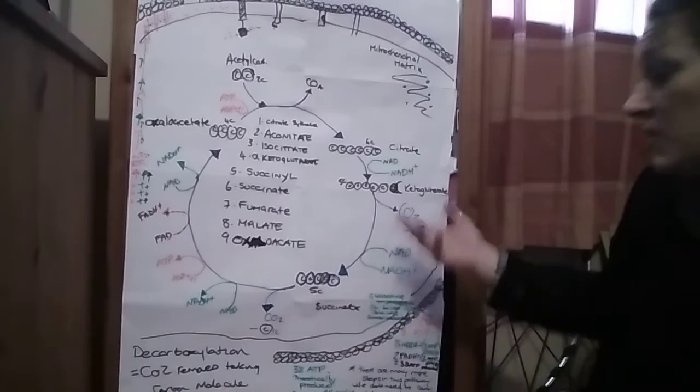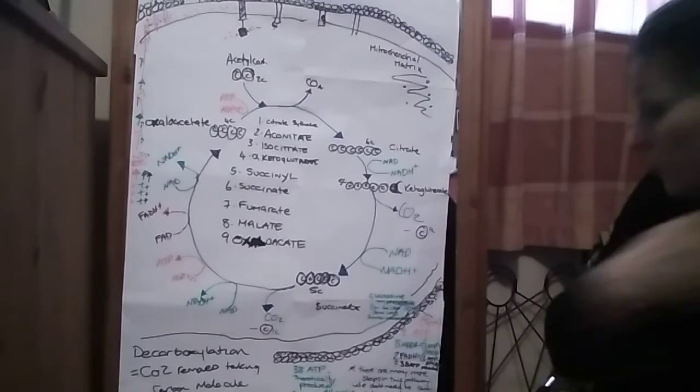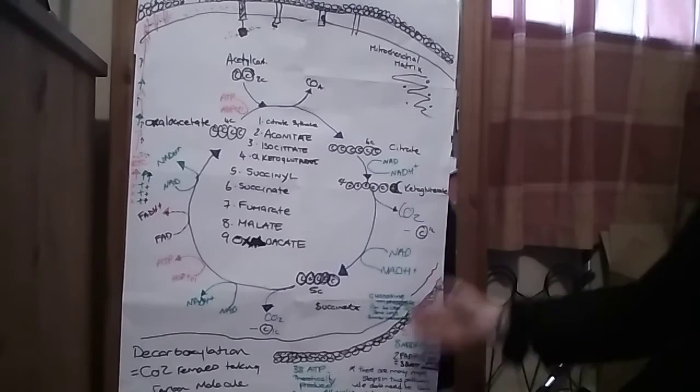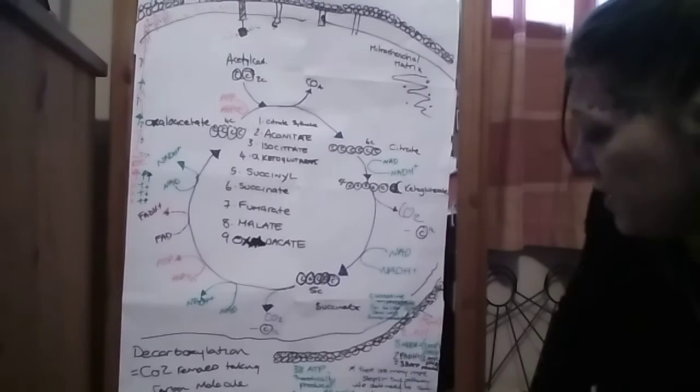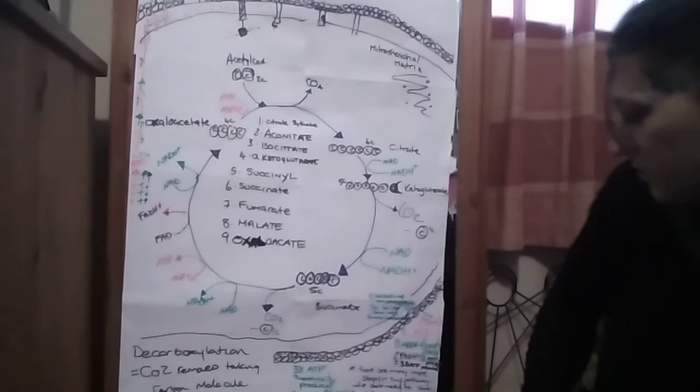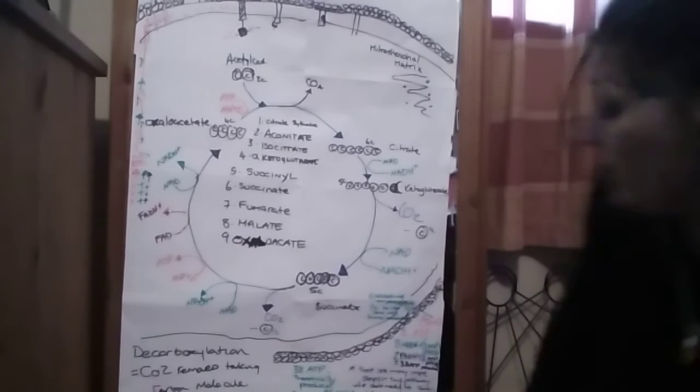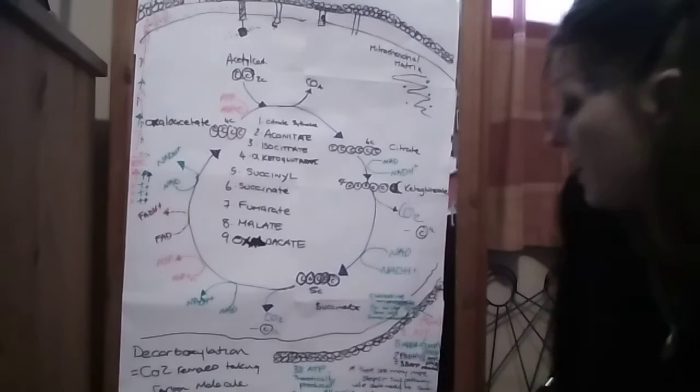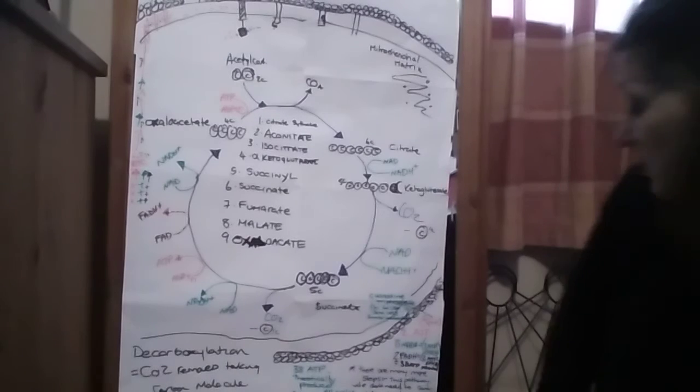Decarboxylation again, it's CO2 removed, taking the carbon molecule away. 38 ATP are theoretically produced through all cycles, and that is including the figures for the FADH2s and NADHs.